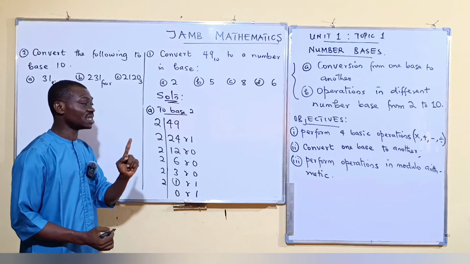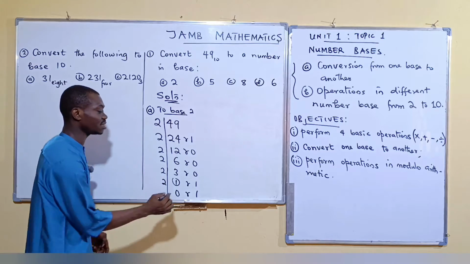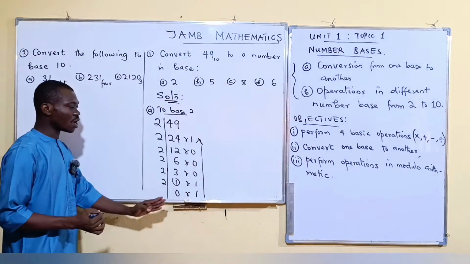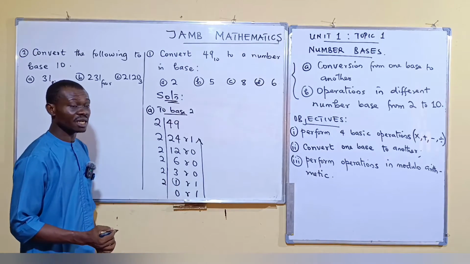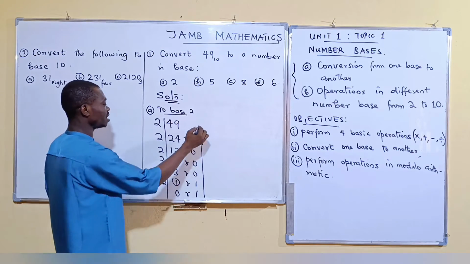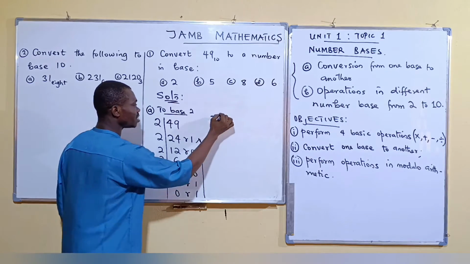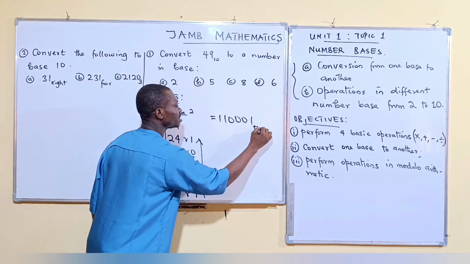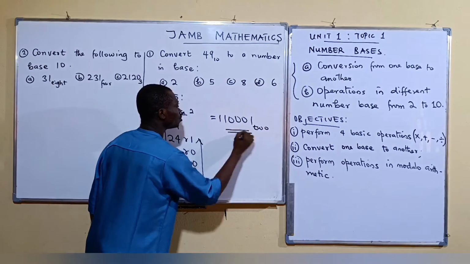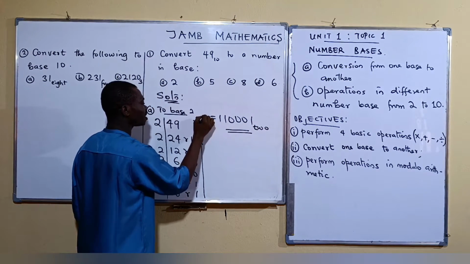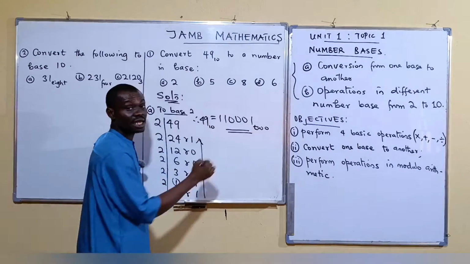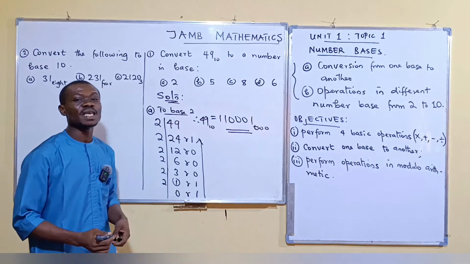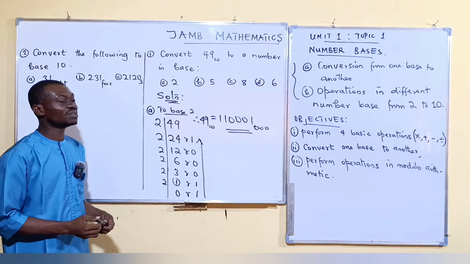And then the next step, which is what gives you your answer, is to record the remainders upwards. Okay, so I will just note down the remainders that I have, and in this case, what I will now get is 1, 1, 0, 0, 0, 1, and I will put my base. The base is what? 2. Therefore, what it means is that 49 in base 10 is equal to 110001 in base 2. Okay, so that's how to do this.